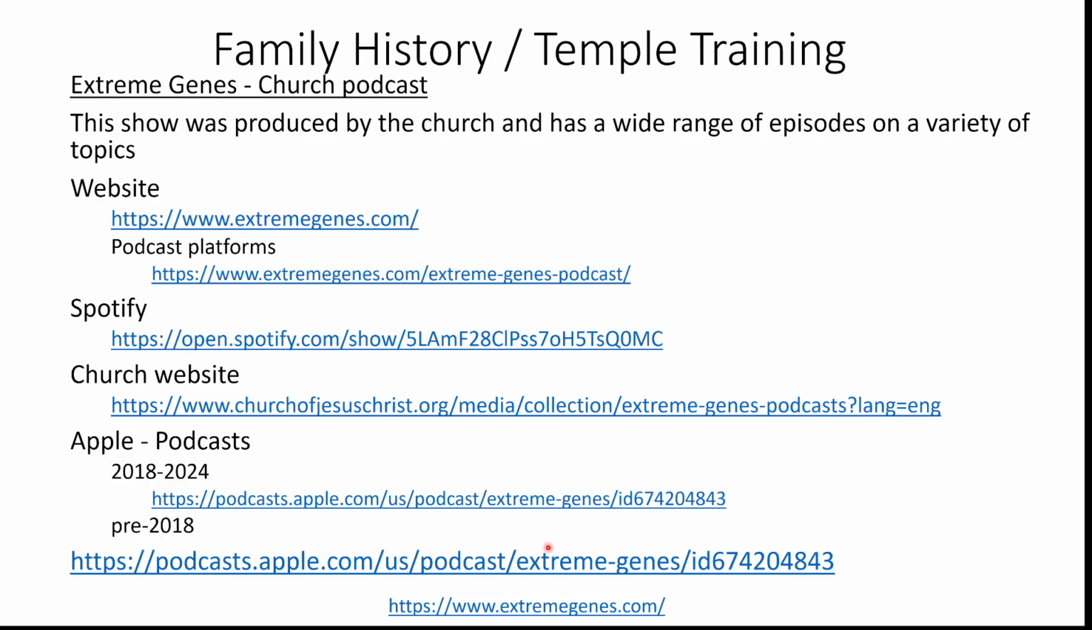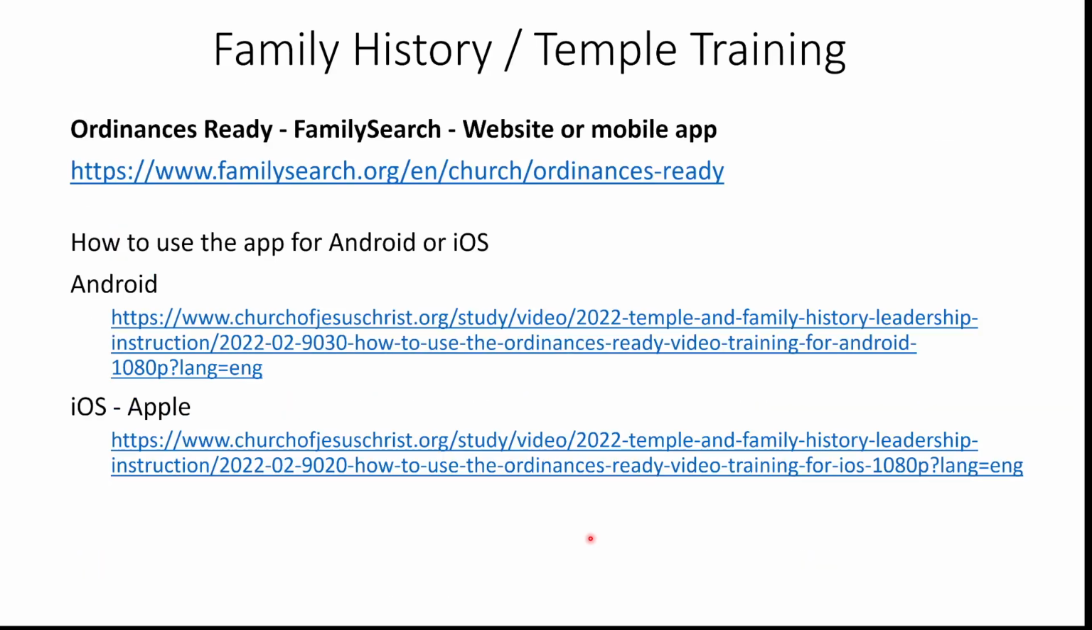Also, the church did produce a podcast called Extreme Genes, and their tagline was "Shake the family tree and see where the nuts fall out." It's kind of funny. Their website, extremegenes.com, had the podcast available through a wide variety of distribution mechanisms, all the way from their website to Spotify and the church website. You can also get it on Apple Podcasts from 2018 to 2024, and pre-2018 as well. So there's another thing to look at. They give you all kinds of topics, histories, family lore, and just funny stories. It's really engaging.